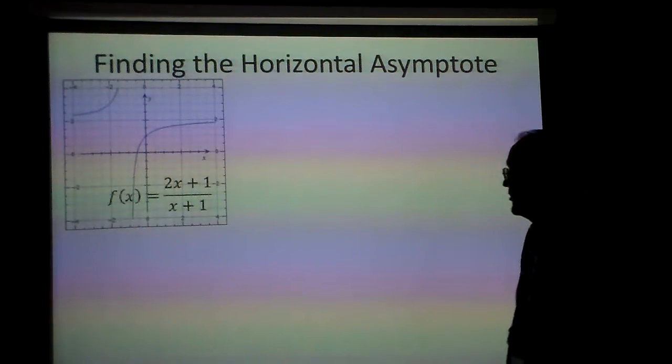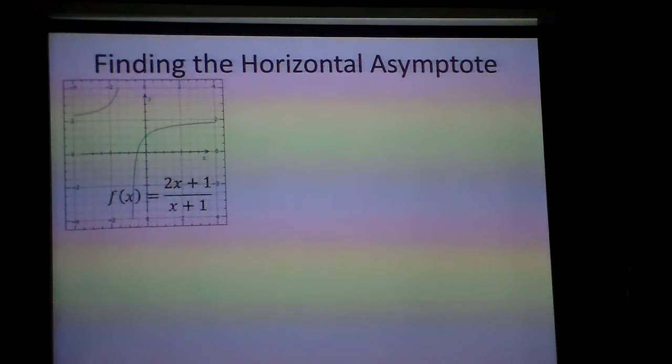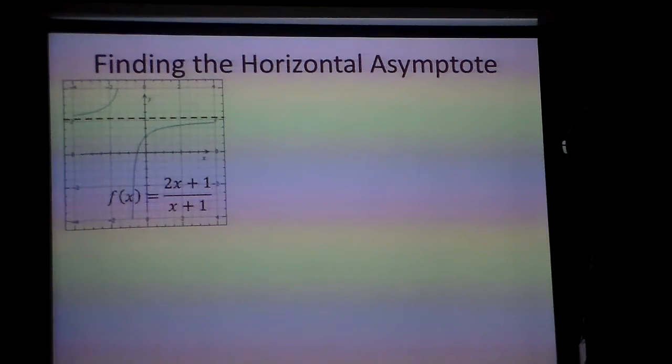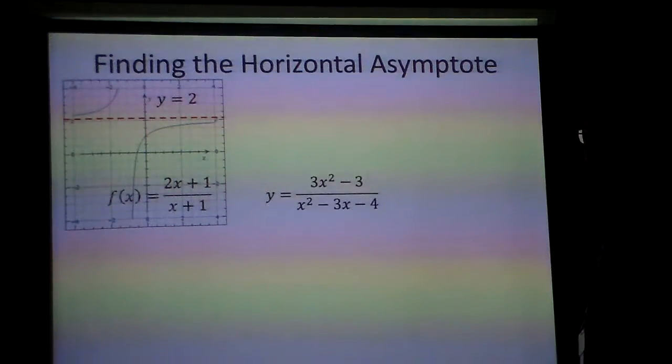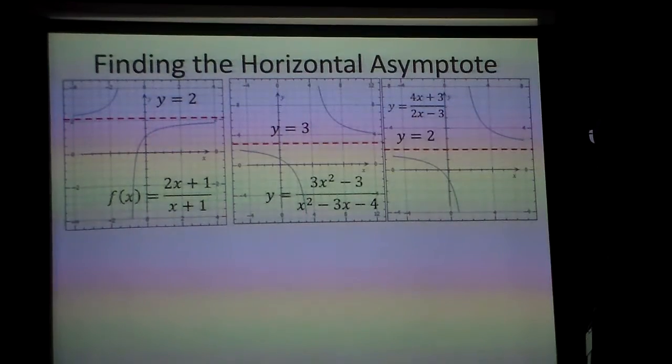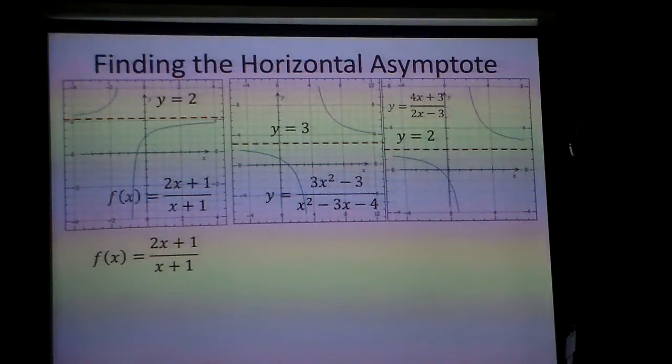First off, there's the graph. There's the picture of this graph right there. Now then, to find the horizontal, all we're going to do is this. We're going to look at it, it's at y equals 2. Here's how we find it.